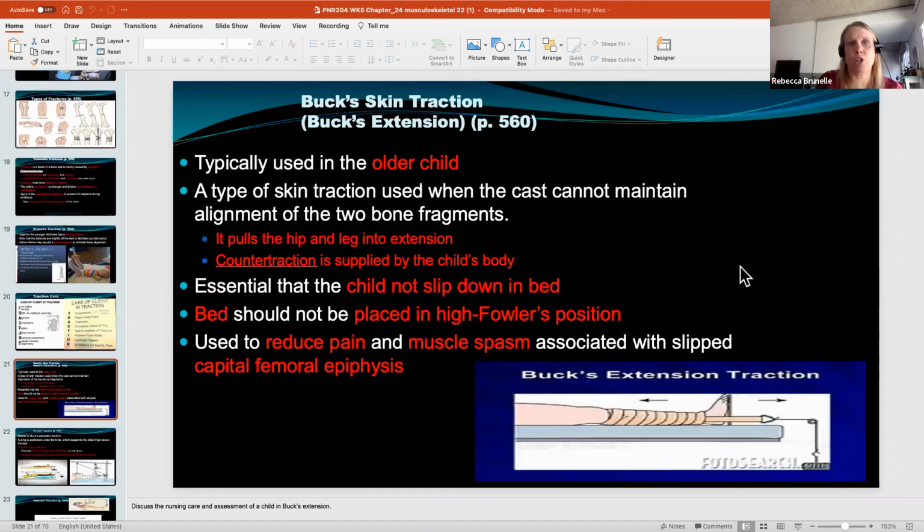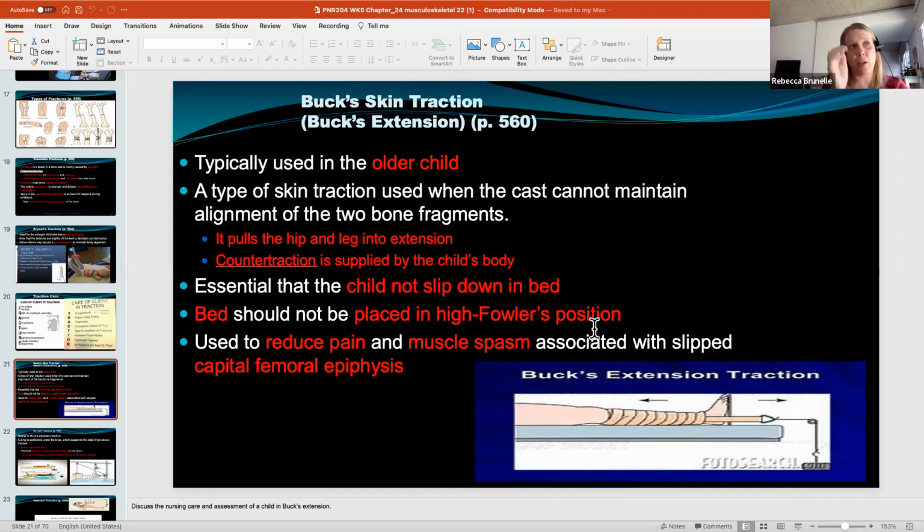Whereas Buck's traction is for an older child, and you can also use it for a femur fracture. You can see here it's also wrapped, and then the weights are connected here. You can't necessarily see it, but the heel is a little bit elevated while the leg is on the bed, and it pulls the femur into alignment with the weight here. It pulls the leg away.